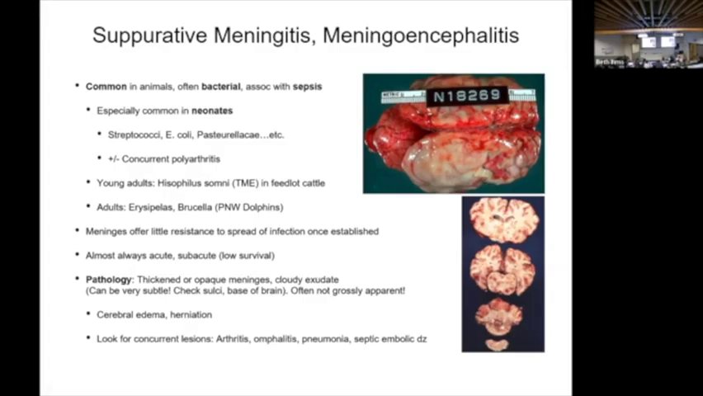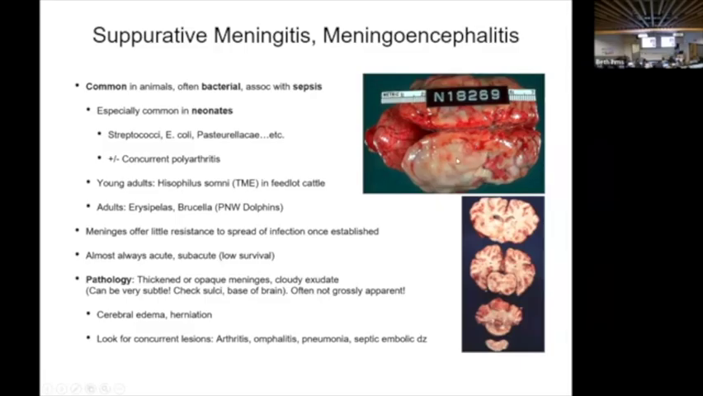So a big issue with meningitis specifically is the meninges don't offer a great defense for inflammation. They're more of a physical barrier. They don't offer very much resistance to the spread of infection once that gets established in there. Because this is bacterial, often associated with sepsis, this is a very severe lesion. It's almost always acute or subacute because animals don't survive this.